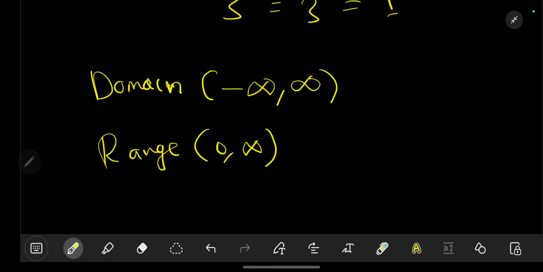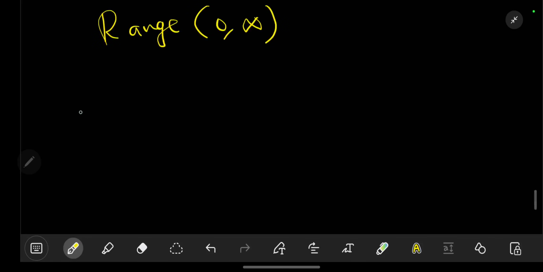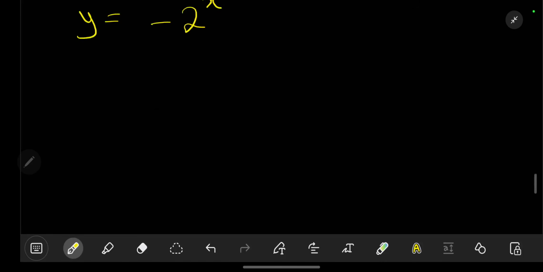So it's not touching the 0. That's why we do that. So likewise, if we have y equal to -2 to the power of x, we are going to graph by translation, meaning we are moving the graph.